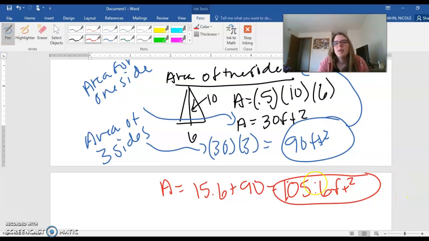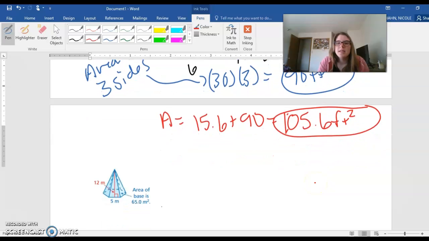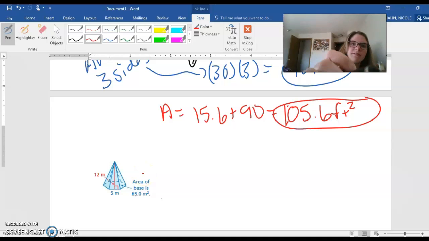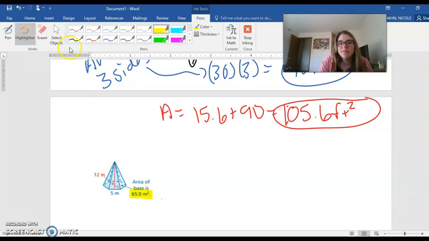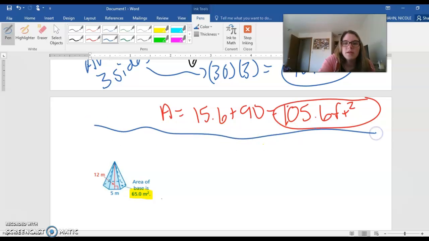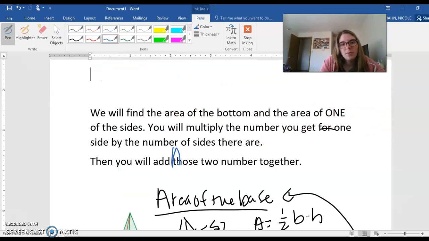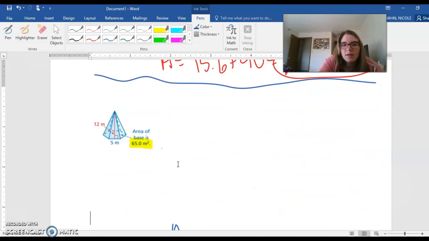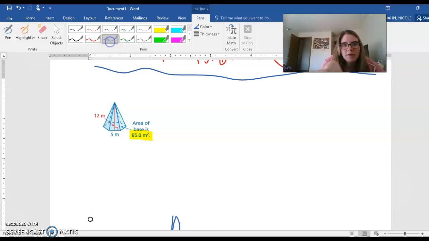All right, so the next one, we have the area of the base, and here they're already giving you the area of the base. So sometimes they're already going to give you that. So we don't even have to find that. So that's the area of the base. So now we just need to find the area of the sides.